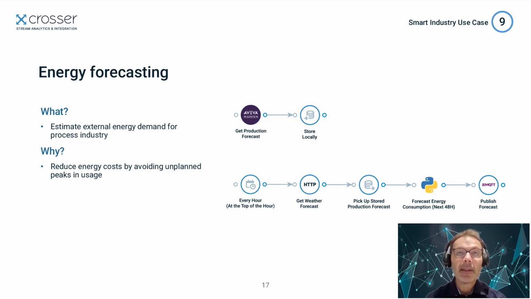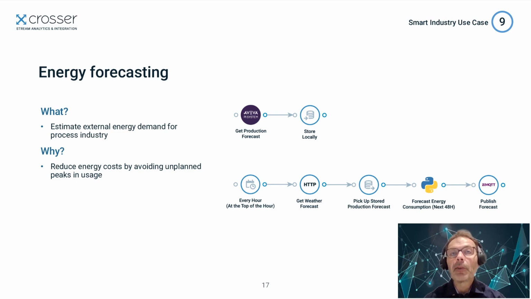So they will say that during this time period, we will produce this much, and then the next batch starts at this time and spans over these number of hours, and then we expect to produce this much, and so forth. So there are some time segments where they plan their production for the next 48 hours. That is one input, and we get that as soon as it's been updated in their historian, and then we store it locally in the crosser node so that we can use it.